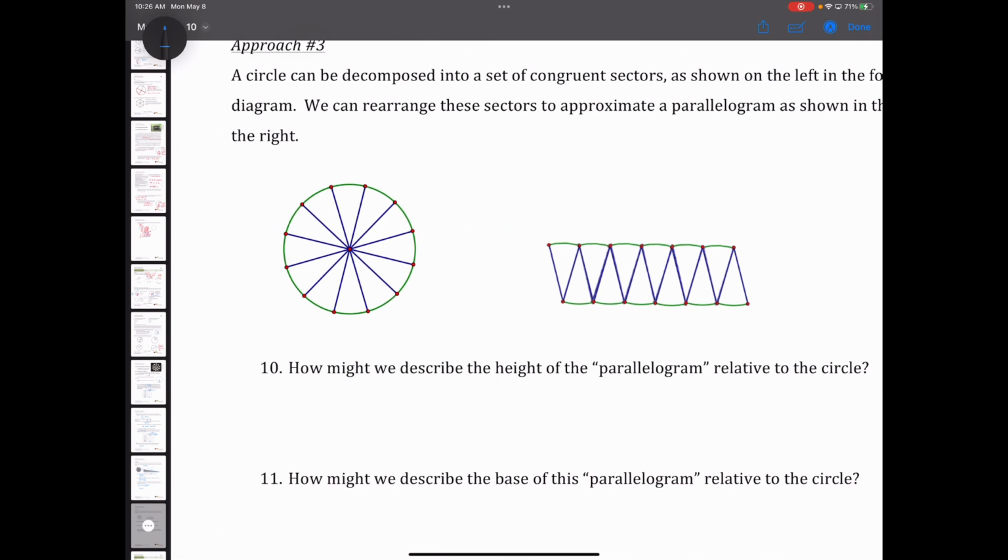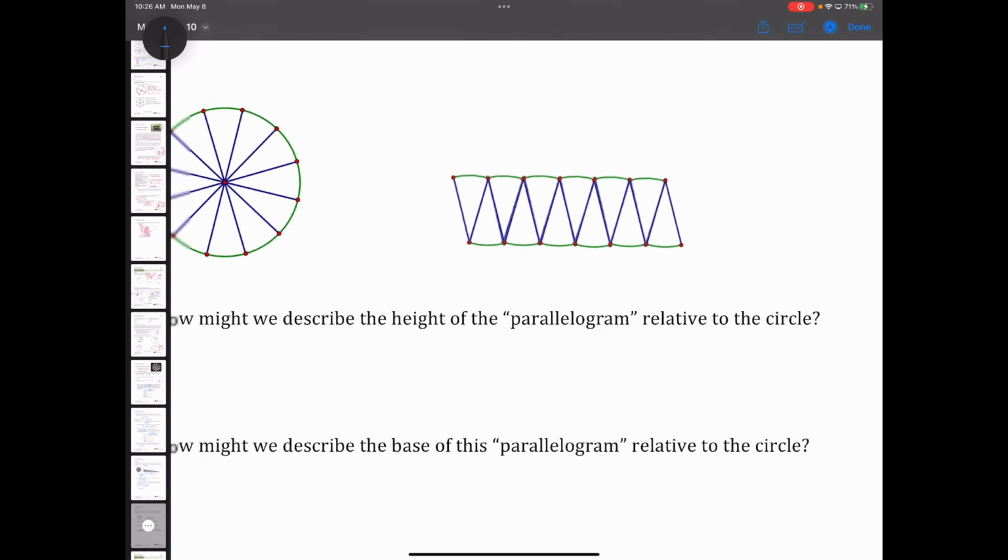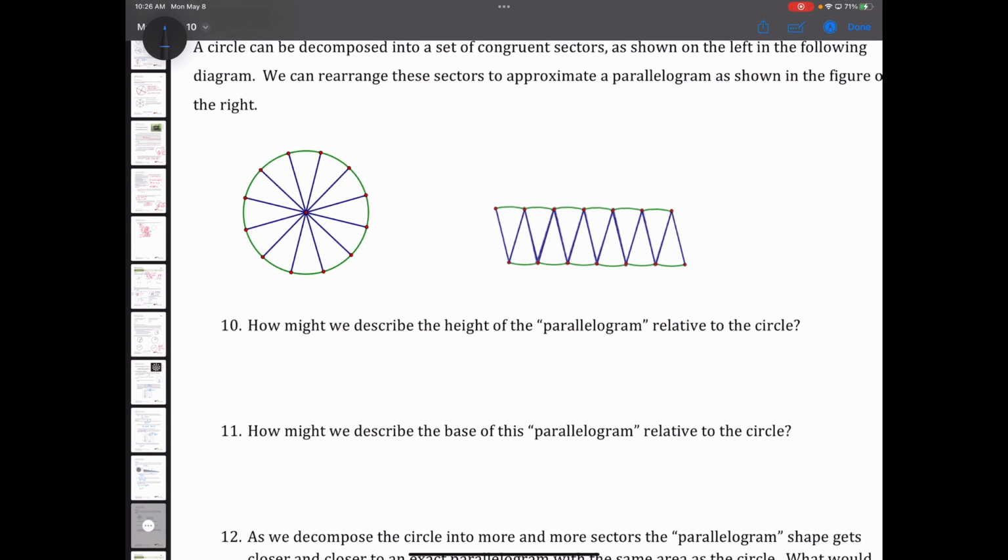If I were to make these sectors smaller and smaller, what kind of shape would I get? A parallelogram. I would get a rectangle, right? A special parallelogram. If we had more and more sectors, we would get closer and closer to a rectangle. How would we describe the height of that rectangle? The radius. Yeah, the height would just be the radius, right? Because we've just stacked them back and forth on top of each other.